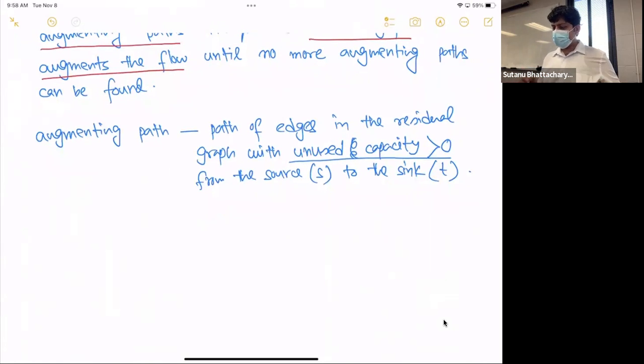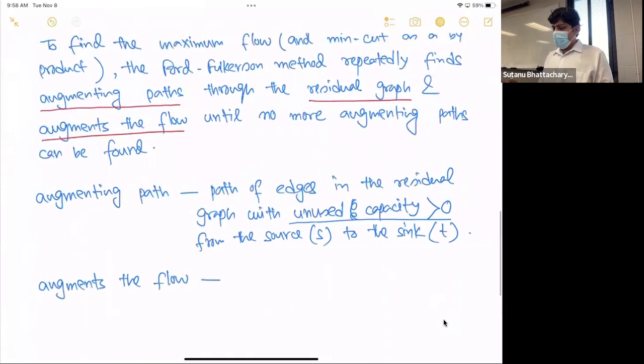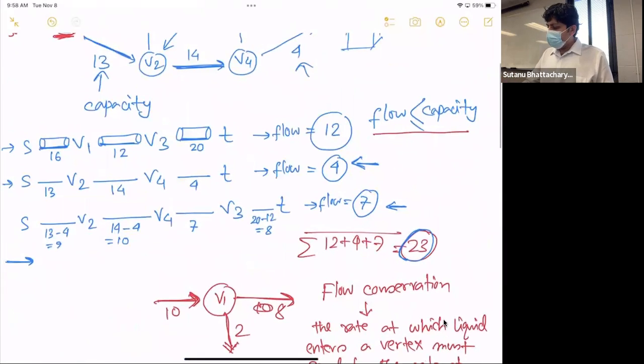Now, talk about the third one, augments the flow. What does that mean? Here, you calculated flow for path 1, right? Then path 2, then path 3. And what you did at the end? Augment the flow means you will update the flow every time you discover an augmenting path.